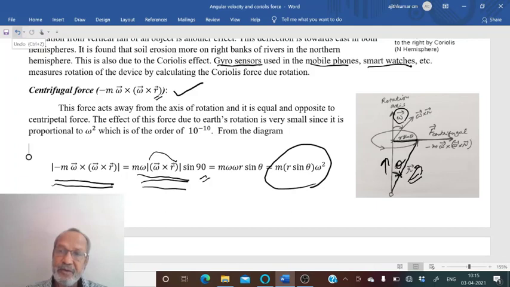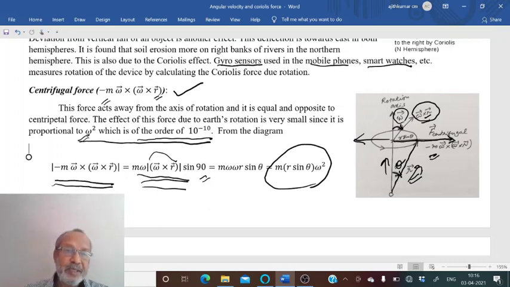If you take omega cross r, you can see this is the direction of omega cross r, which is into the plane of the paper, and the direction of omega cross r is obtained by rotation of a right-handed screw from omega to omega cross r. So that will be moving in this direction. So we have a negative sign here. Minus m omega cross r will be in the opposite direction. So that is away from the center of rotation. So that is the centrifugal force.